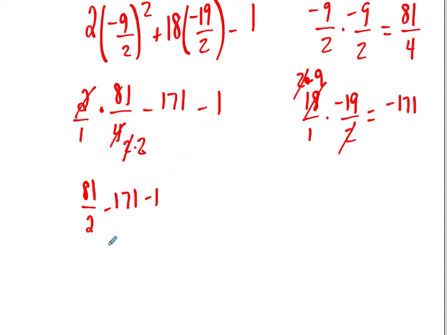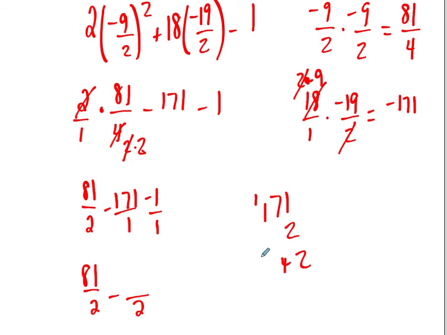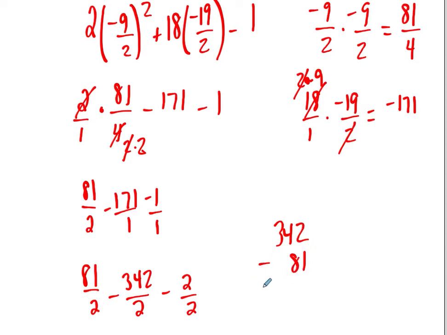All right, right here, I would put these over 1. Go ahead and get the LCD. What's 171 times 2? 342 minus 2 over 2. And then do all that math. Oh dear. 342.81. This is why I didn't count it against you, because this is not what I wanted to quiz you on.